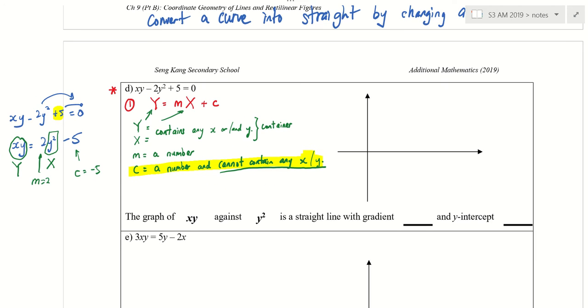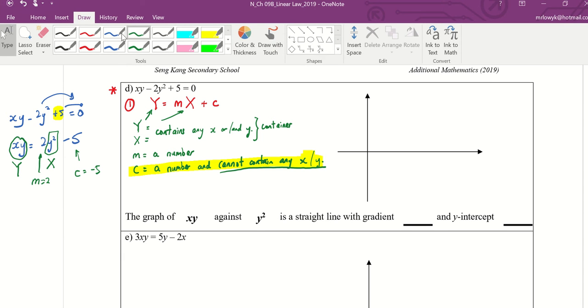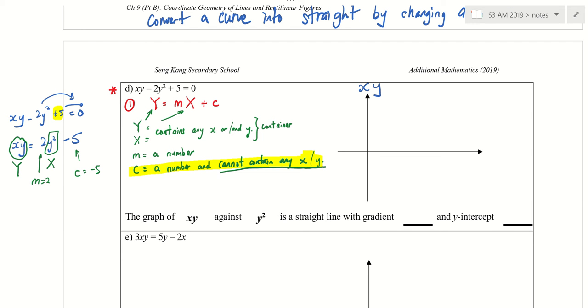That means over here, can you draw xy on the vertical axis? The horizontal axis now becomes y squared. Then suddenly this becomes a straight line. How does the straight line look like? Gradient is 2, y-intercept is minus 5. So minus 5 means here. Gradient 2 means slope up or slope down? Slope up. So the line is like that. This is your xy minus 2y squared plus 5 equals 0.